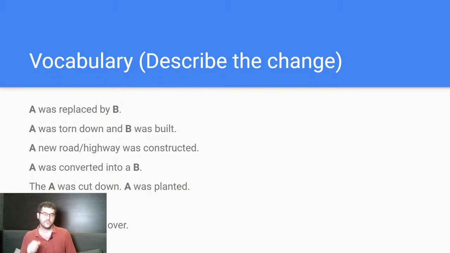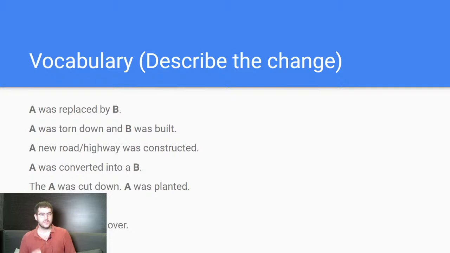Here are some vocabulary phrases or sentence frames that you can use to make sure that you have a high score. A was replaced by B. You can use this with most things. The farm was replaced by a parking lot. The school was replaced by an apartment building. The forest was replaced by a lake. All of these are fine. Second, A was torn down and B was built.